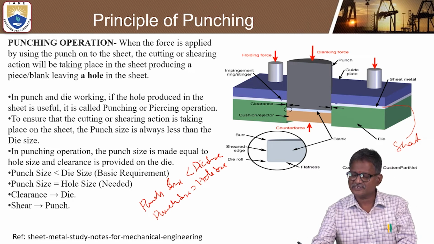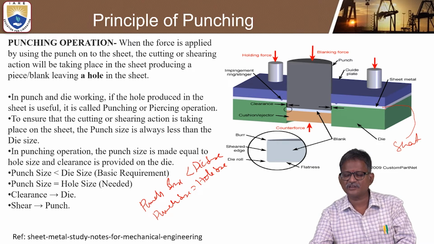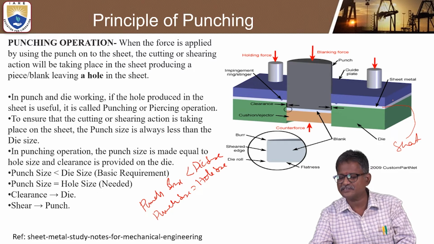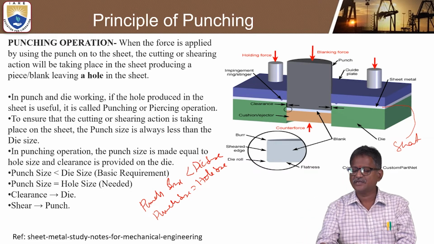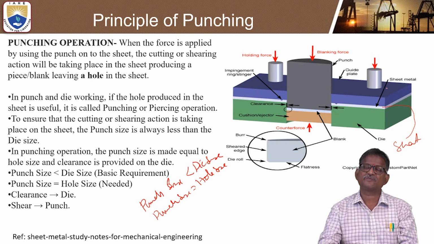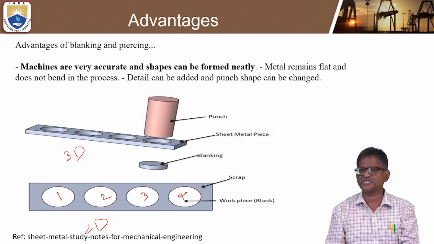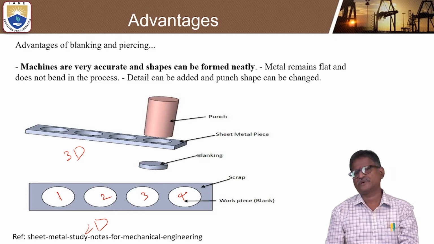You can see first there will be one die. Above that they will put the stock or plate, and above that a supporting stripper plate. Then you apply the blanking force with the punch, and two holding forces will be kept in order to keep the sheet stable. This is about the advantages, and for making hollow shapes we can prefer the punching or piercing process.